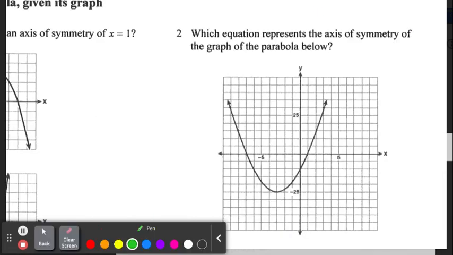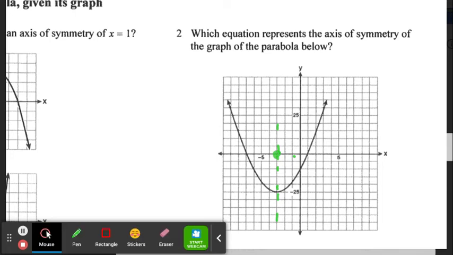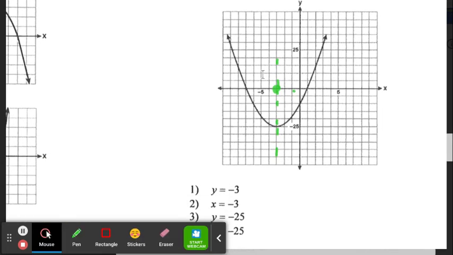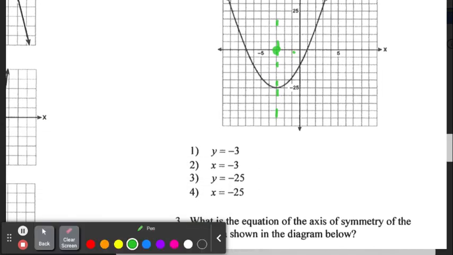For number 2, it says which equation represents the axis of symmetry of the graph of the parabola below. So here's our middle. So here's -5. So it's 1, 2. This is -3 right here. So let's look at our choices. Oh, this is tricky. So see, they have y equals -3, x equals -3. It's a vertical line, so it always has to be an x equals. Try the next few problems, come back and check your answers on the key.